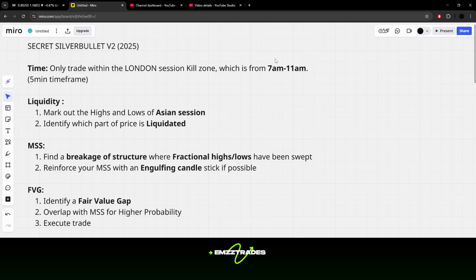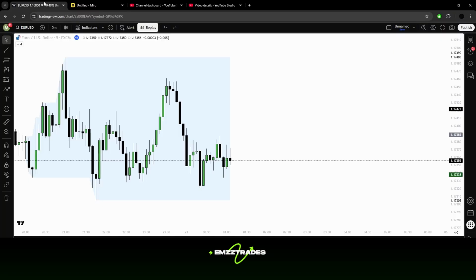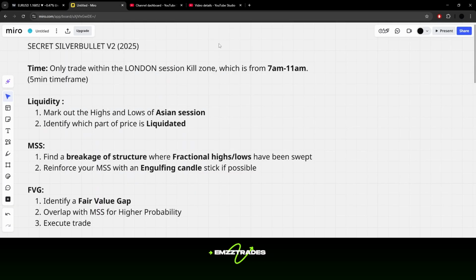You only trade within the London kill zone, which is from 7 a.m. until 11 a.m. on a 5-minute time frame. As you can see, I'm on EUR/USD 5-minute time frame, and I'm going to be marking out my kill zones. What you need to do is mark out the highs and the lows of the Asian session, and then identify which part of price is liquidated first.